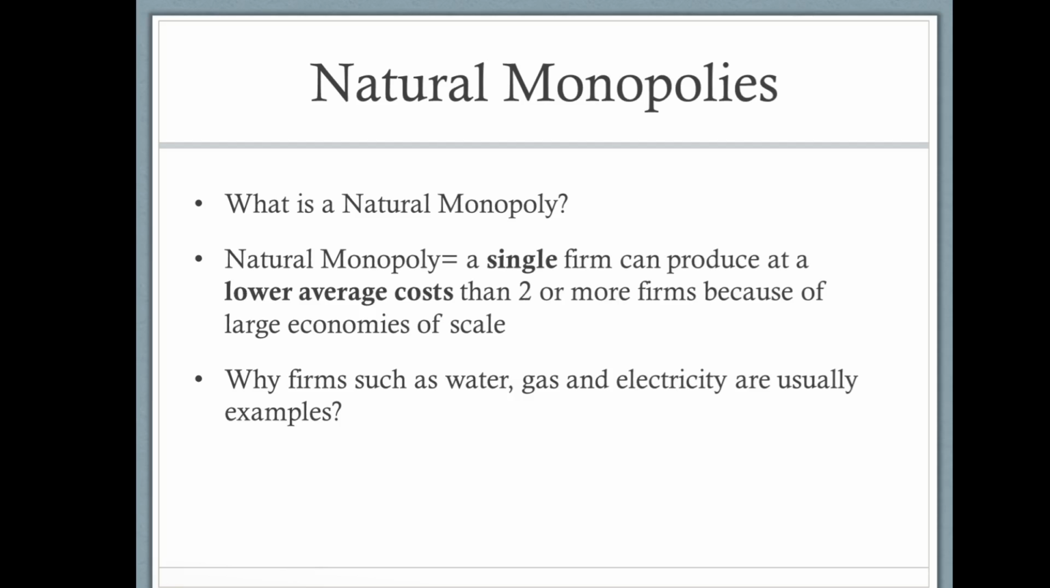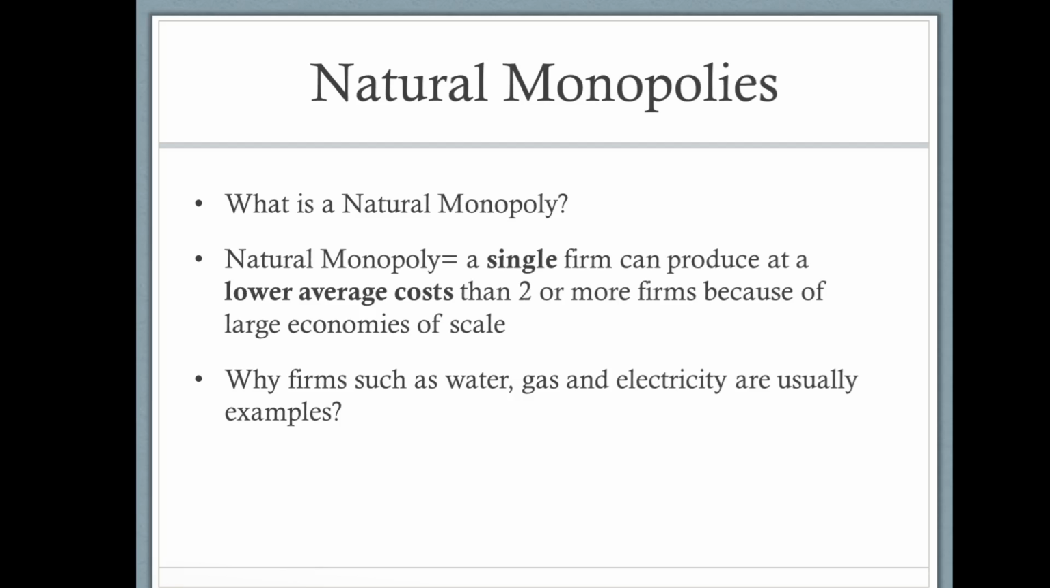Why do you think if I'm opening a water company, it's always better to have just one firm providing the entire market than two or more firms providing water to the entire market? What do you think? Yeah, any ideas? Oh, okay. Oh, Ian, that's good. More firms means they need to have more sets of pipes, etc.